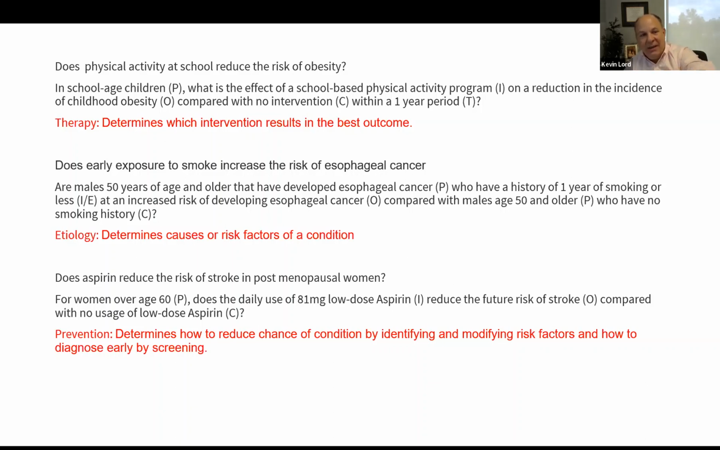So to give an example: does physical activity at school reduce the risk of obesity? Very general, very broad question. So how can I focus that question? We're talking school-age children. Do I want to look at elementary? Do I want to look at middle school? Do I want to look at high school? If we talk about school, do we want to look at college? So being specific in who you might be evaluating.